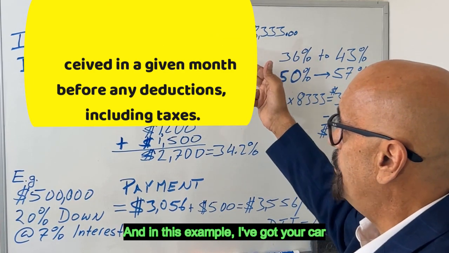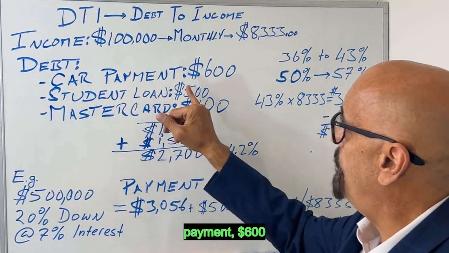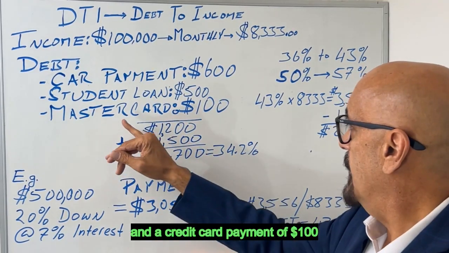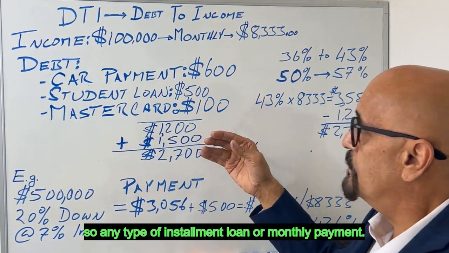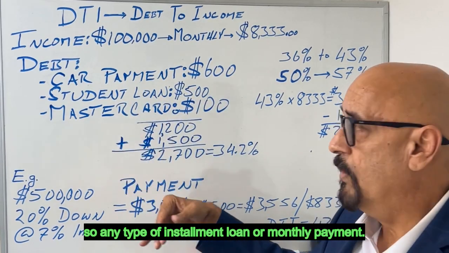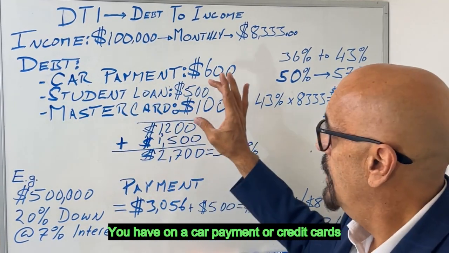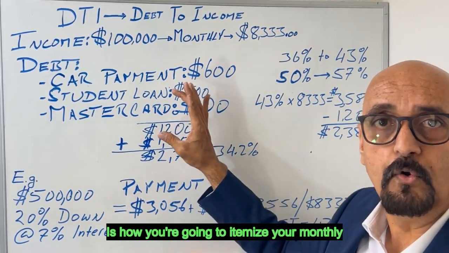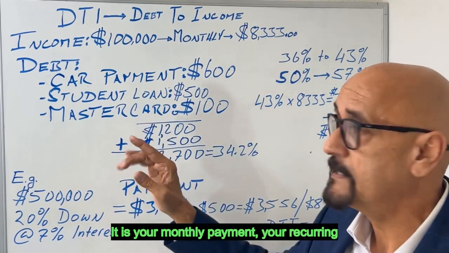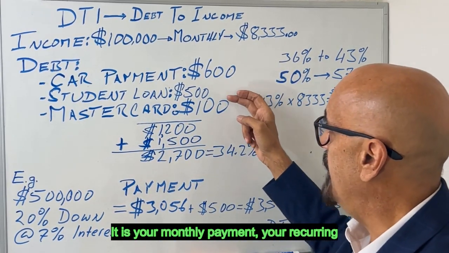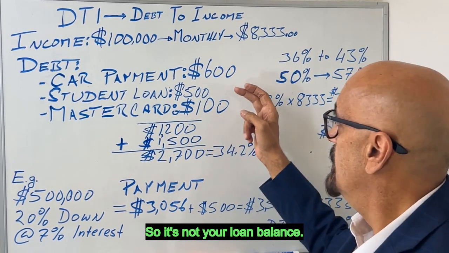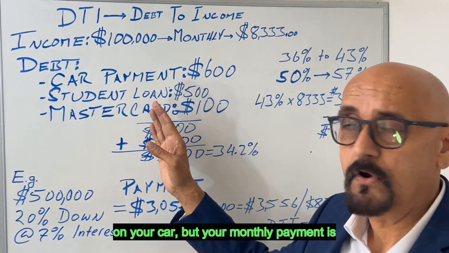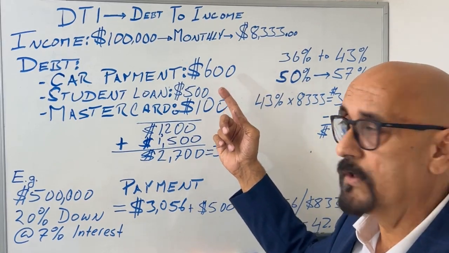And in this example, I've got your car payment, $600, student loan payment, $500, and a credit card payment of $100. So any type of installment loan or monthly payment you have on a car payment or credit cards is how you're going to itemize your monthly expenses. Now, I want to stress, it is your monthly payment, your recurring payment. So it's not your loan balance. You might have a loan balance of maybe $20,000 on your car, but your monthly payment is about $600.